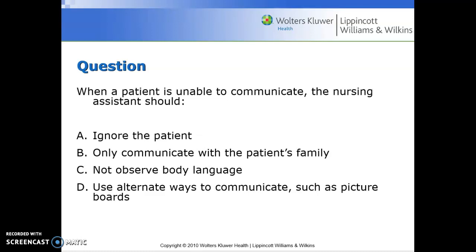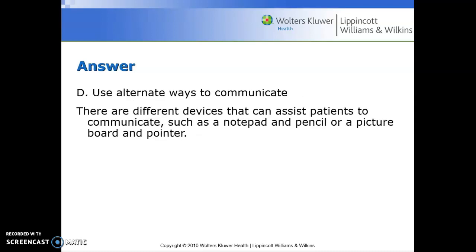Question. When a patient is unable to communicate, the nursing assistant should ignore the patient, only communicate with the patient's family, not observe body language, or use alternate ways to communicate, such as picture boards. And the correct answer here is going to be D. We need to use alternate ways to communicate. There are different devices that can assist the patient to communicate, such as a notepad, pencil, picture board, pointer, etc. So please make sure that you are using alternate ways to communicate.